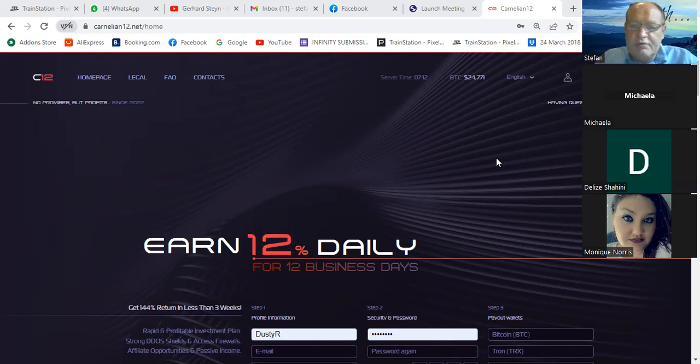After you're registered, you've got a username with which you can log in and a password. You must set a security pin of 4 numbers, and you must also load your wallet addresses where you're going to withdraw your money to.